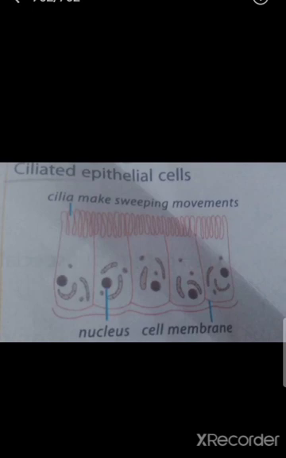The third type of cell is ciliated epithelial cells. Here in the picture you can see the ciliated epithelial cells. The nucleus and cell membrane are also present here. The tiny hairs that are present are called cilia. All along the upper surfaces they sweep dust and microbes along in the airways, such as the lining of the nose and the windpipe, so keeping them clean. Ciliated cells in the oviducts move the egg cells along from the ovaries to the uterus.